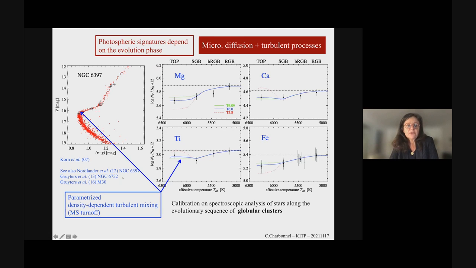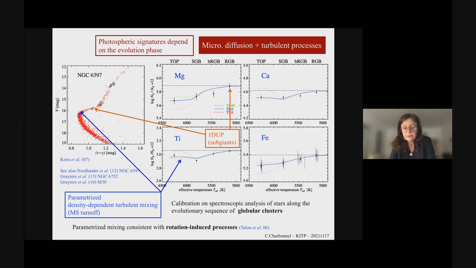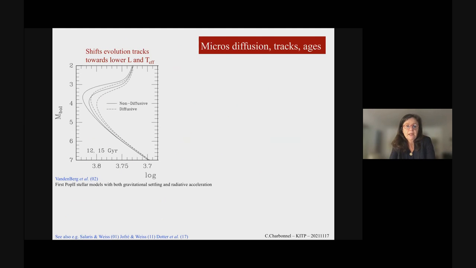And this kind of data is actually used to parameterize this density-dependent turbulent mixing. This can be calibrated on the globular clusters. And it has been shown by Suzanne Talon and collaborators that the actual amplitude of this mixing is very similar to what you expect with rotation-induced processes.